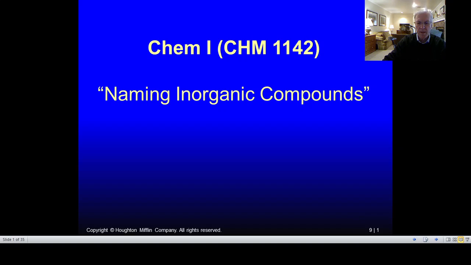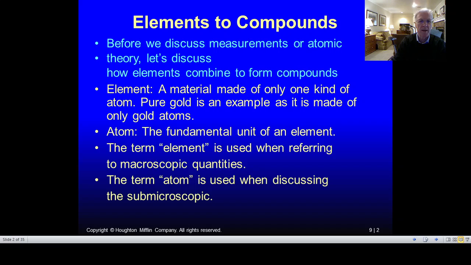Welcome to Chem 1. Today we're going to discuss naming inorganic compounds. This material is found in your book in Chapter 2, Chemistry, the Central Science, but it's presented here a little differently than your textbook does. I thought this might be helpful to you to try to get a handle on this important task of learning how to name inorganic compounds.